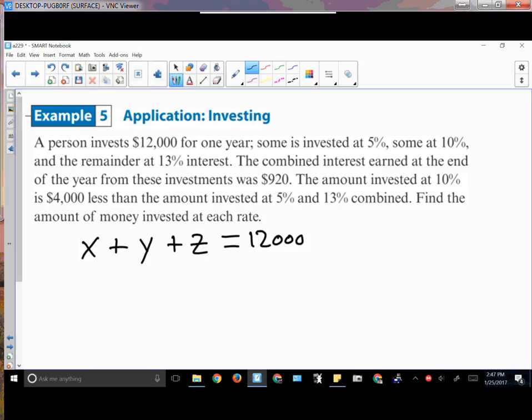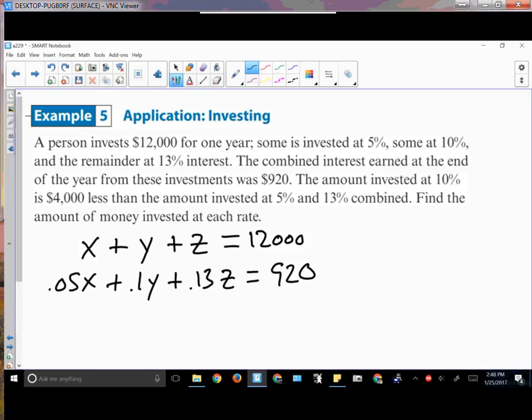Now it says, sum is invested at 5, at 10%, and at 13. Combined interest earned at the end of the year from these investments was $920. So that's how much money we've got to make. So that means that we can put it as 0.05x plus 0.1y plus 0.13z has to be equal to 920. So whatever money I put in for x, you get 5%. Then I get 10% off y and 13% off z.